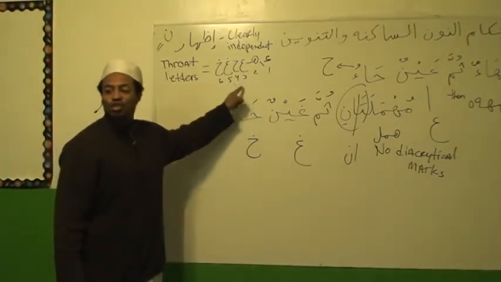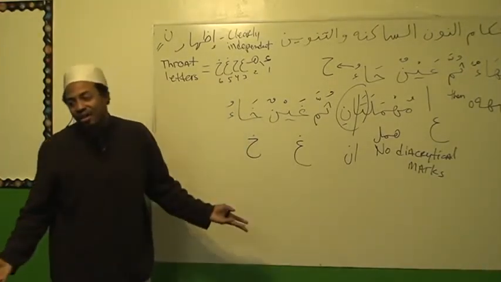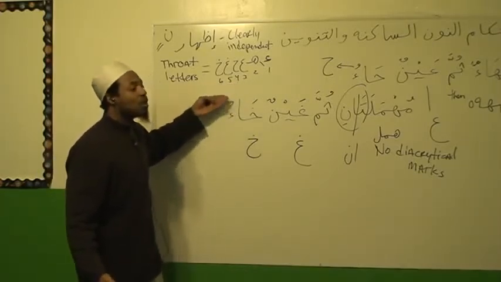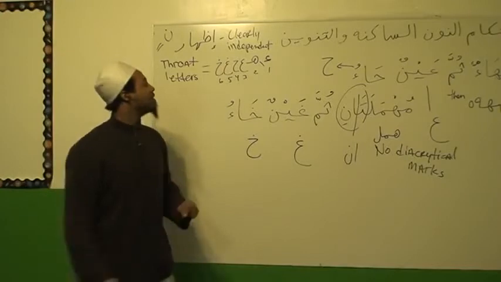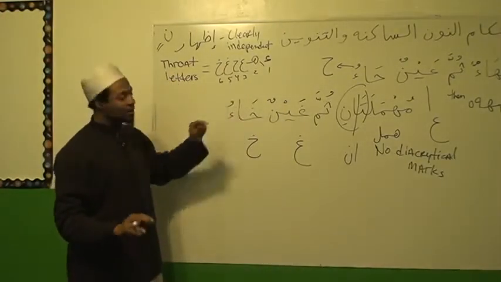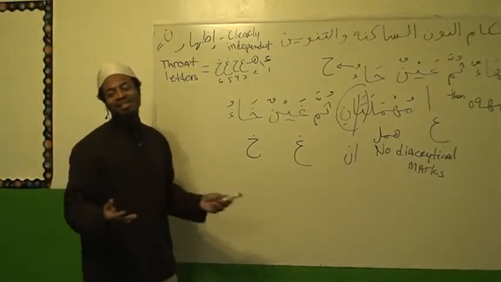Lil halqi sittun ruttibat falta'rifi. These are the halq, the letters of the throat. These are the six letters of the throat, so you must know them. And this little line here is just to separate these two from each other. Is that understood? Now let's get to some examples.